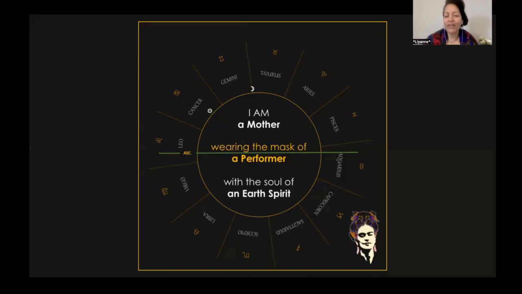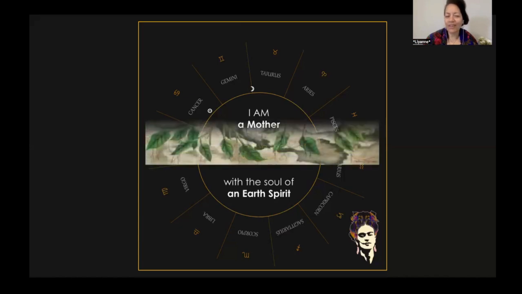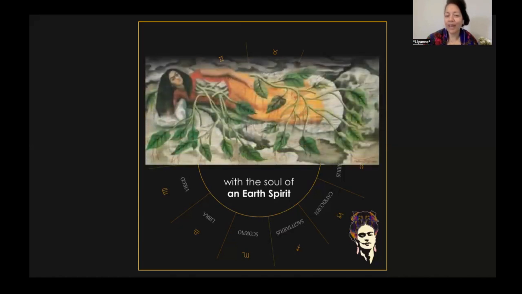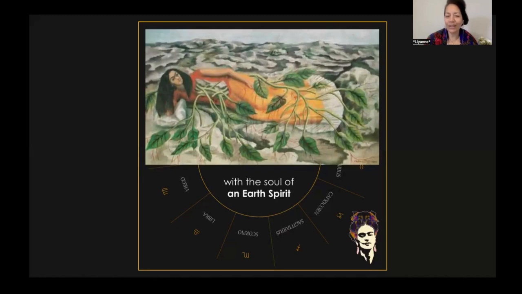She was definitely the soul of an earth spirit. She had a menagerie of animals. She had like a monkey, a little deer, and all manner of animals, and a dog. So she definitely had the soul of an earth spirit. She even depicted herself with roots growing out of her in this work of hers that is called Roots.